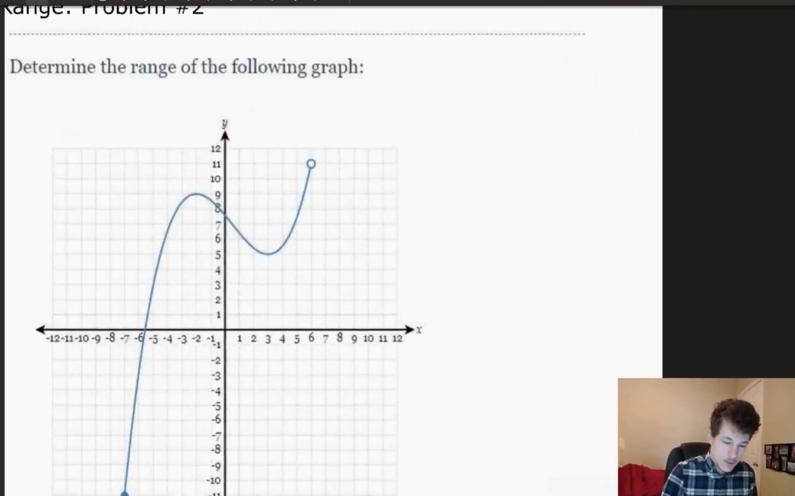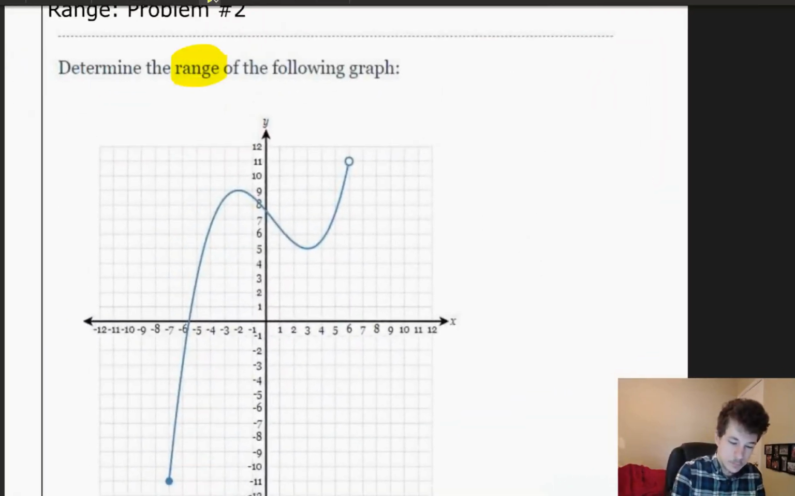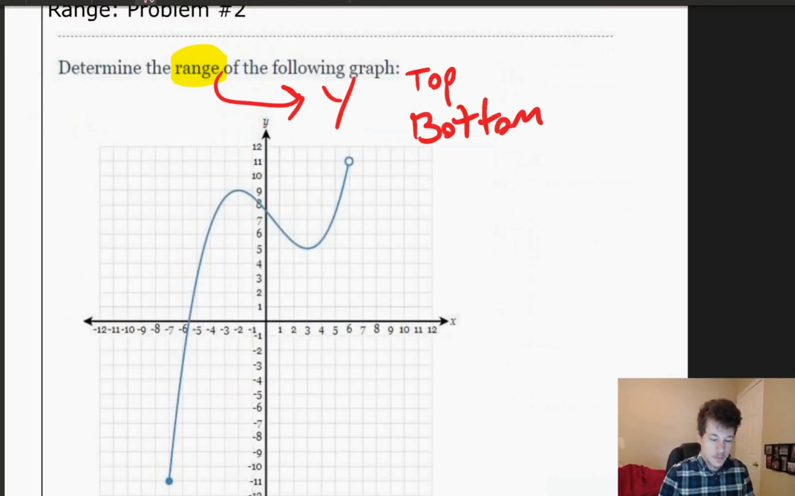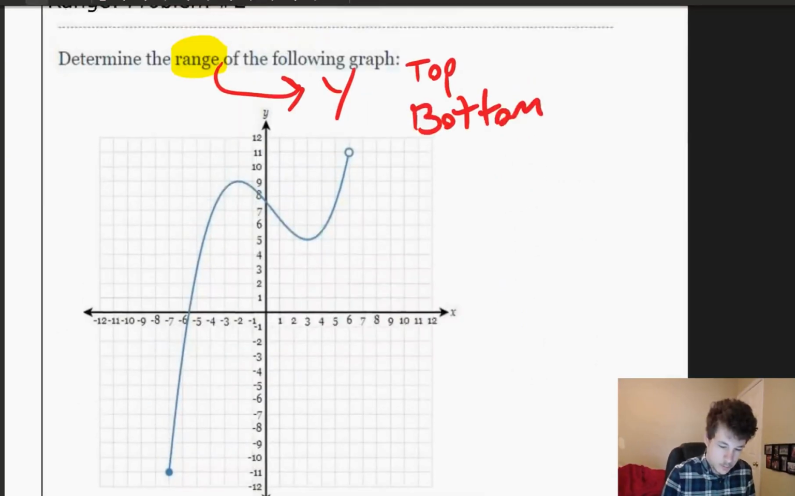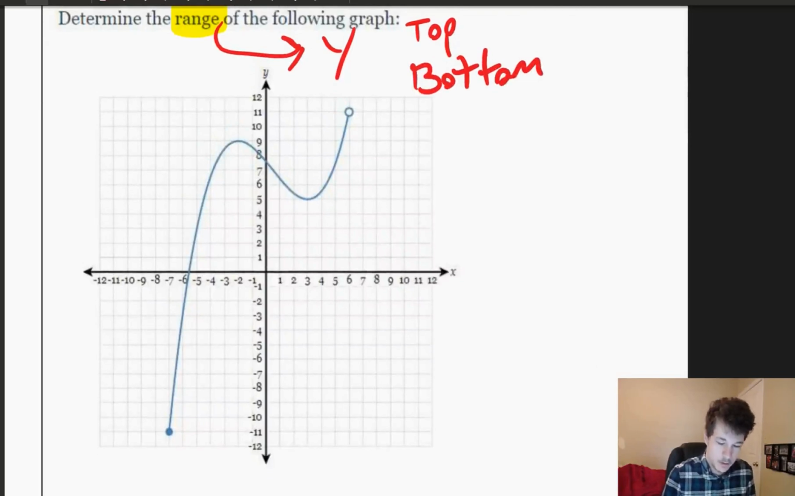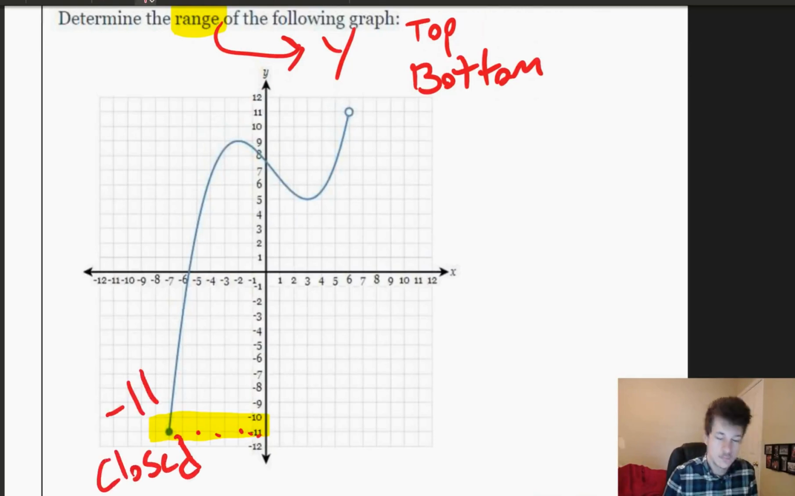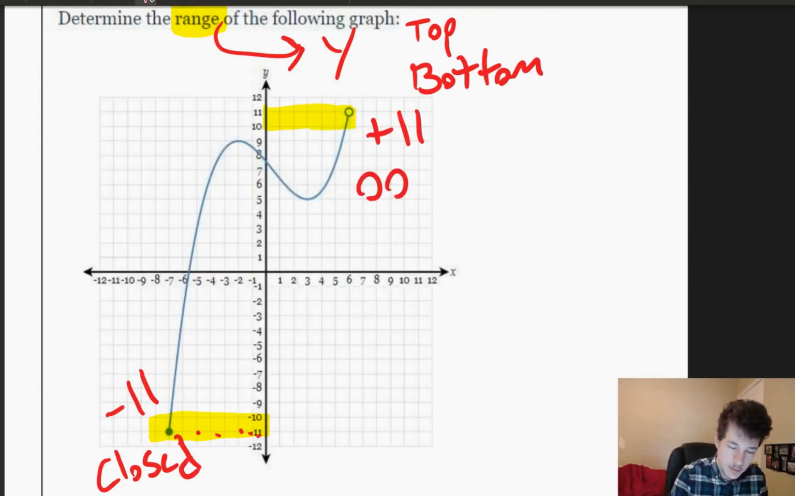Okay, another range problem. We have range here. I know that means y values. We need to be thinking top and bottom. This one is a little bit easier, but what you have to notice is a few things. Let's go ahead and get the bottommost point. It's over here at negative 11. You can just trace that over to negative 11. And that point is closed. If we take the topmost point, it goes all the way up to positive 11. And this dot is open.